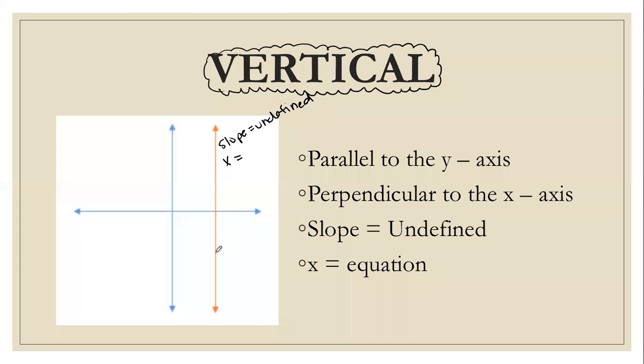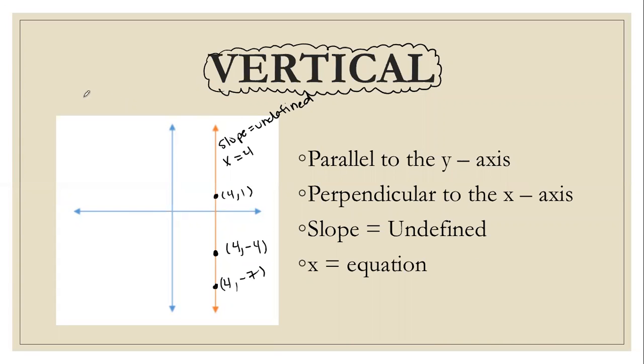Okay? So let's say that this point right here was 4, -4. What is the x value at in that point? 4. So I know that the equation to this line is x equals 4. Because every point on this line will have an x value of 4, no matter where you go. It will have an x value of 4, meaning that the equation to this line is x equals 4.